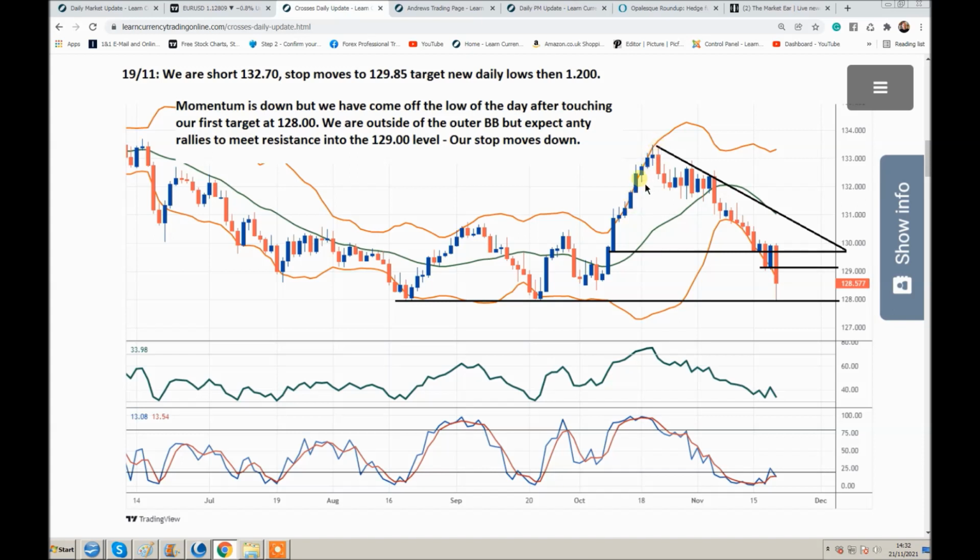So we come up here, speculators really long, we come off the high, and we sell back through the round number 133. And then look, you get sideways action. You've got to put up with that if you're following long-term trends. Then you get the reds in your favor.